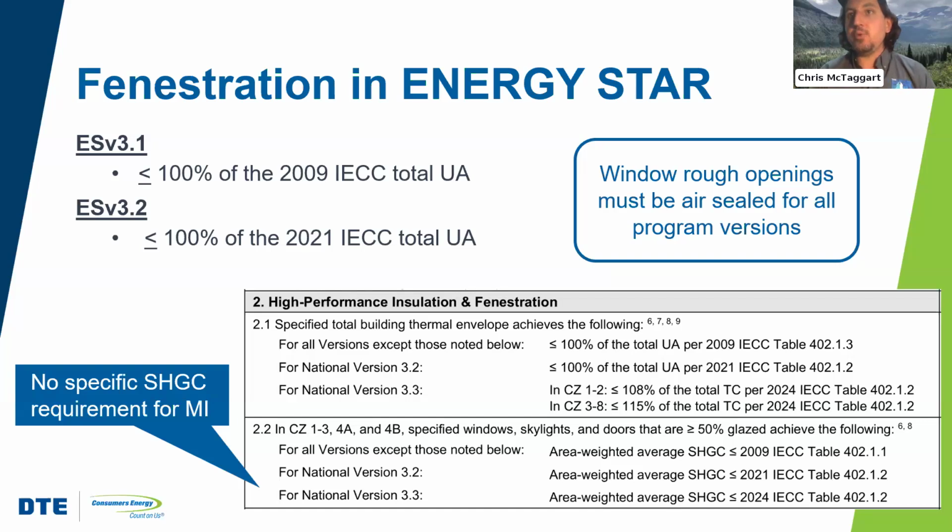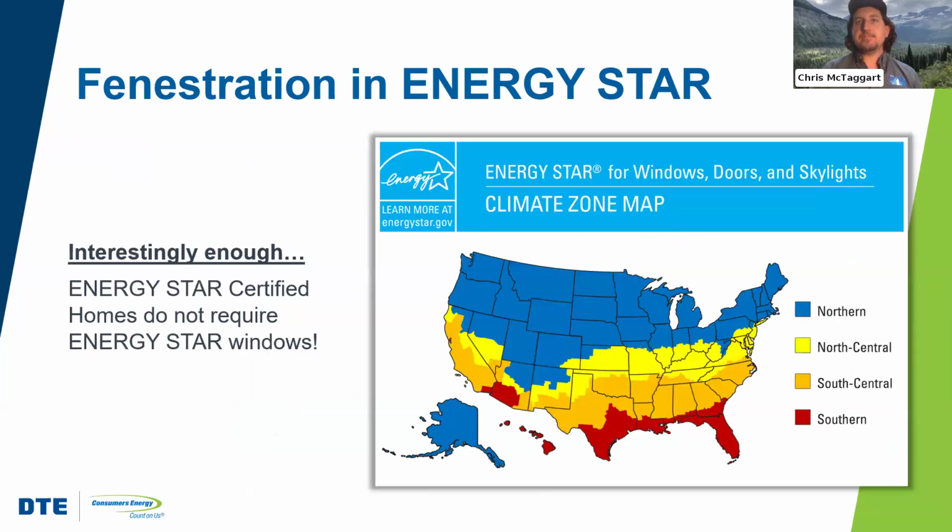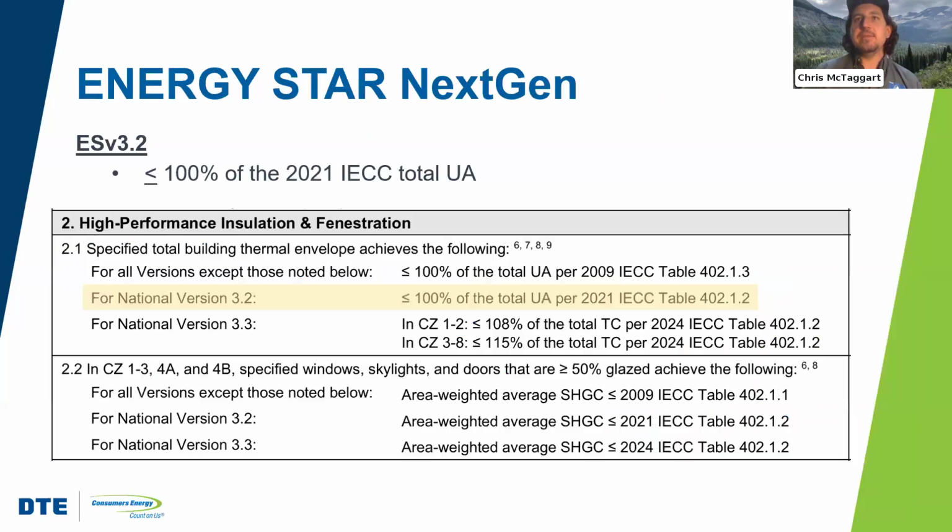If you get into version 3.2, which is what's required for the current version of the 45L tax credit, well, now you're looking at basically having to meet the 2021 IECC total UA, and that is a little bit more challenging. Interestingly enough, Energy Star certified windows are not required for certified homes. It's not required that you have an Energy Star window in an Energy Star home. That's sort of a misnomer that people have made the mistake of.